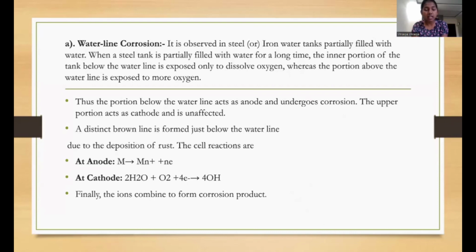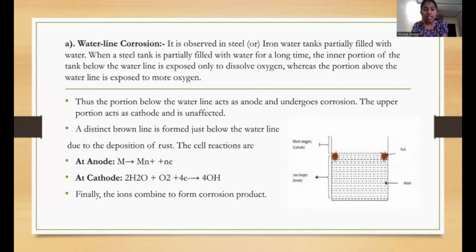The cell reactions are: at anode, M gives rise to Mn+ plus ne-. At cathode, 2H2O plus O2 plus 4 electrons gives rise to 4 hydroxide. And finally, the ions combine to form the corrosion product. Here we have the example.